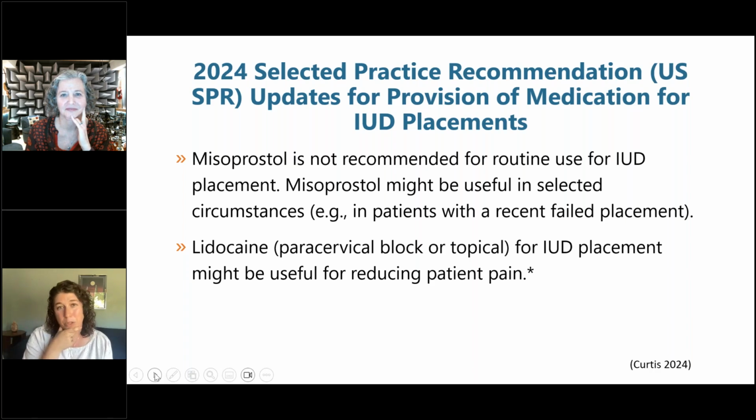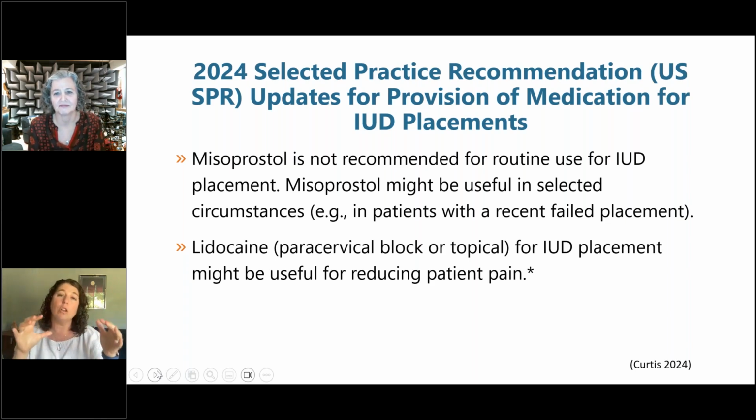I had the opportunity to talk to Dr. Dwin, who was one of the authors of these recommendations. And I said, hey, I've looked at the research on topical administration, and it doesn't seem like it's a slam dunk that it helps with IUD placement pain. And she didn't disagree, but just something to keep in mind, when they are making these recommendations, they're looking at the research in aggregate.